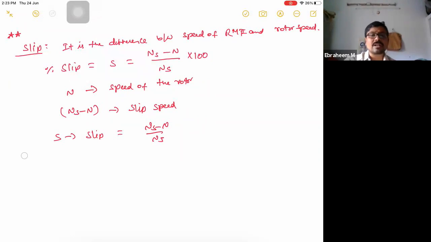That means if there is no relative speed between a rotating magnetic field and the rotor conductors, there is no induced EMF. So if there is no induced EMF in the rotor, there will be no current in the rotor windings or rotor conductors. If there is no current in the rotor conductors, there will be no force acting on the conductors, right? So if there is no force acting on the conductors, the rotor will not rotate. Is it clear?